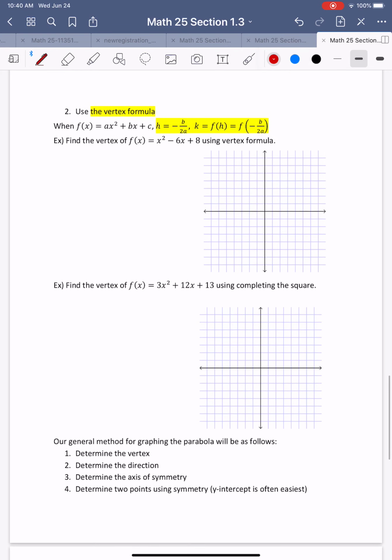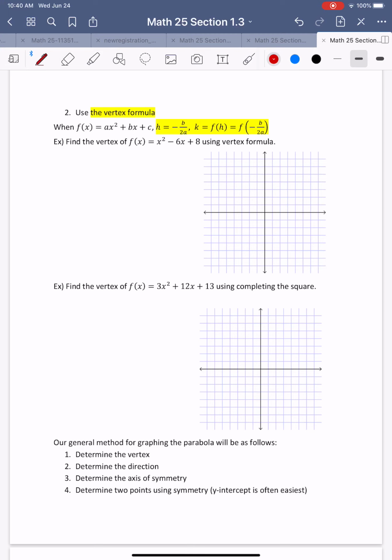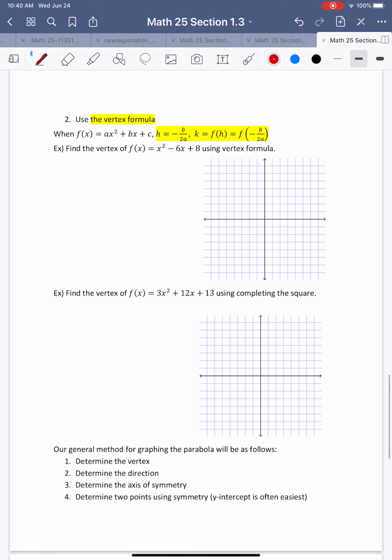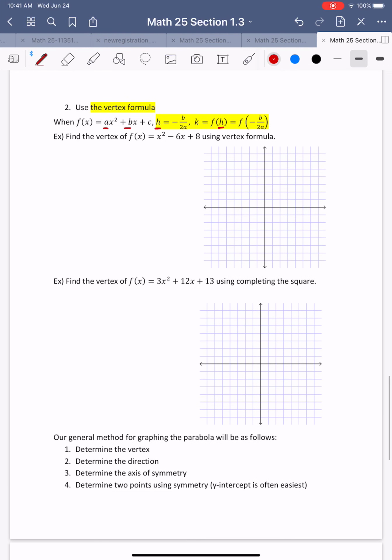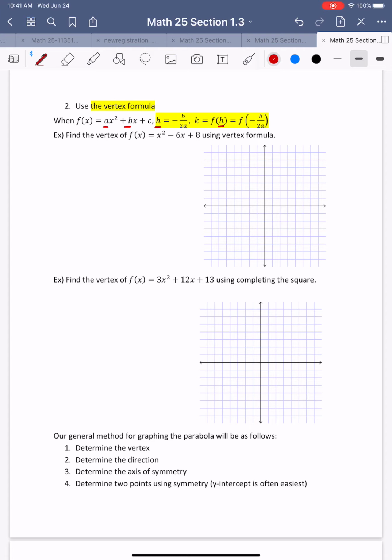Alrighty, now the vertex formula. That one's kind of easier for finding the graph. To get h, you use negative b over 2a, and then you plug h into the function to get the k value, which gives the vertex (h, k). I'm using the same function to get the same vertex here.